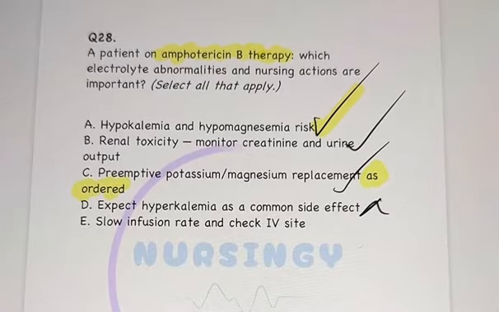Slow infusion rate and check IV site. What is the drug classification for the above?